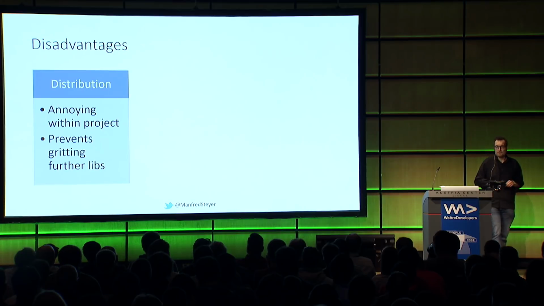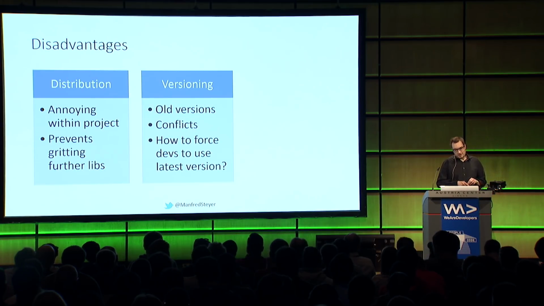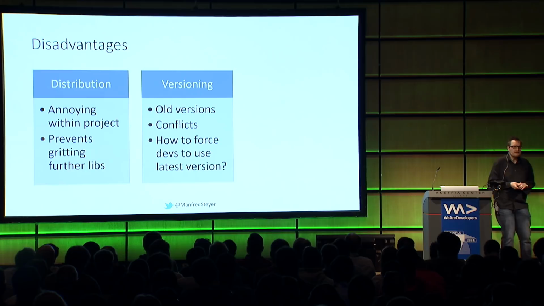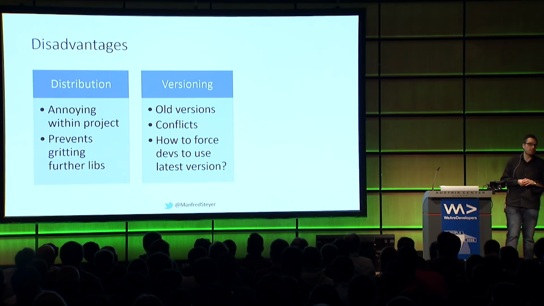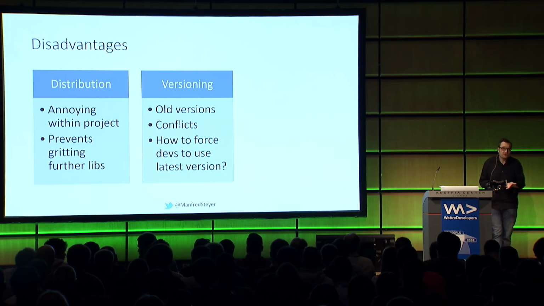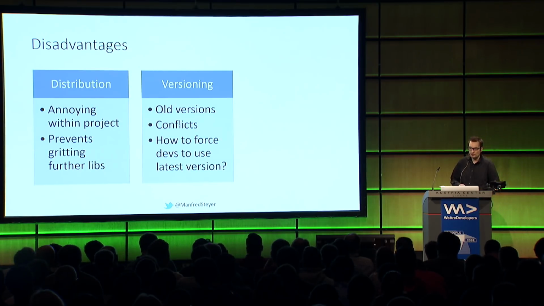When it comes to versioning, this means that we have old versions of our library out there, and this also leads to version conflicts. And somehow, especially when it comes to in-house development, when we want to subdivide a huge project into tinier parts, we want to force everyone to use the latest version of our libraries, just to prevent this mess with version conflicts.